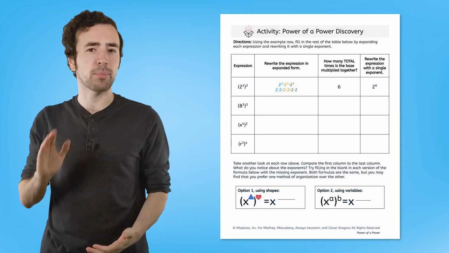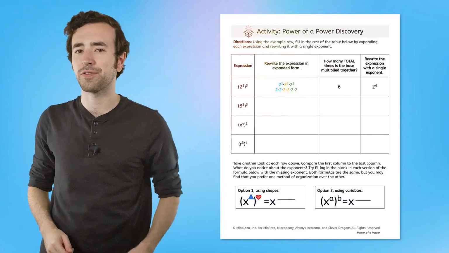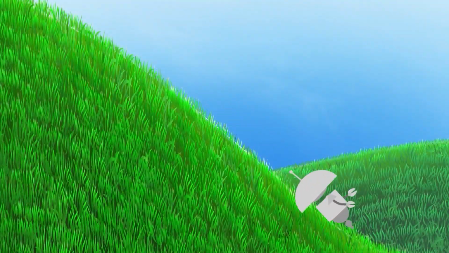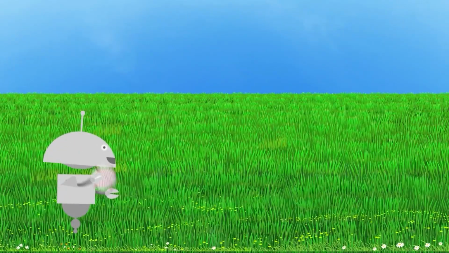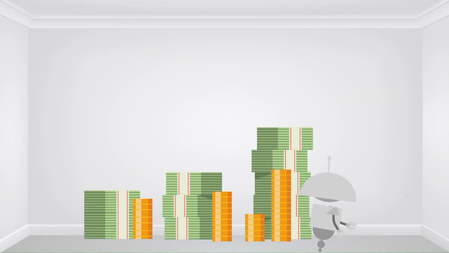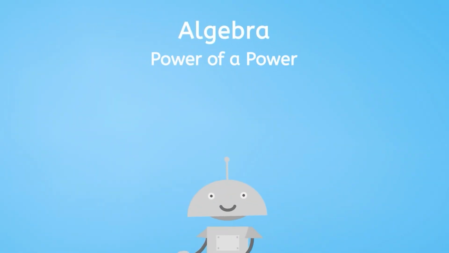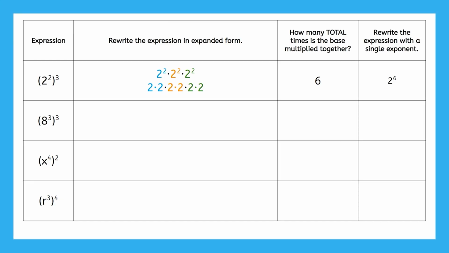If you haven't completed it yet, pause the video here to complete the Power of a Power discovery activity in your PDF. At first glance, I see a lot of powers here. We've got terms with exponents raised to the power of another exponent. Let's talk through this completed example to see if we can make some sense of it.